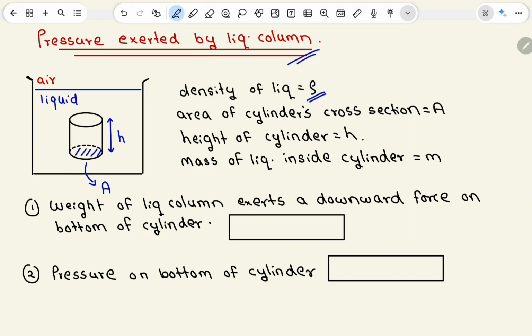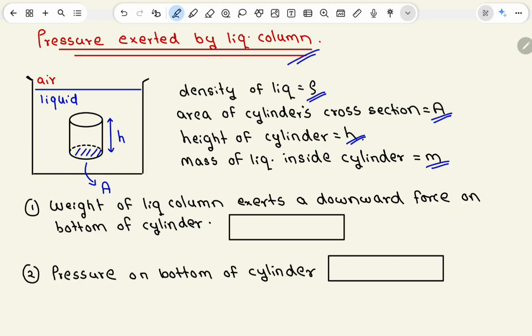The density of the liquid is taken as rho. The area of the cylinder's cross section is capital A, which I have shaded. Then the height of the cylinder, because of whom we are going to calculate the pressure, is h. And the mass of the liquid inside the cylinder is m.